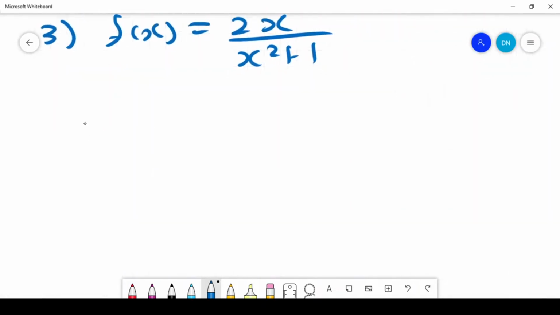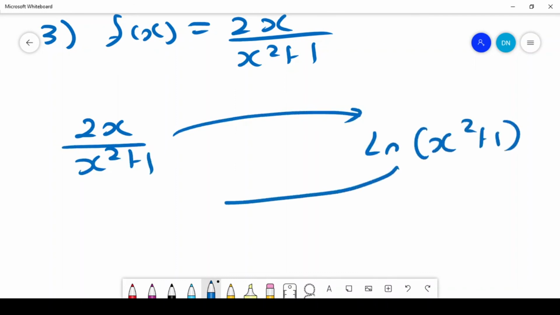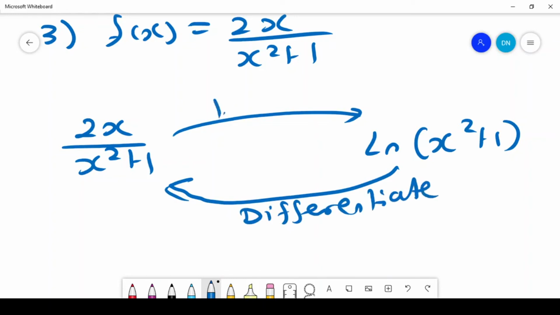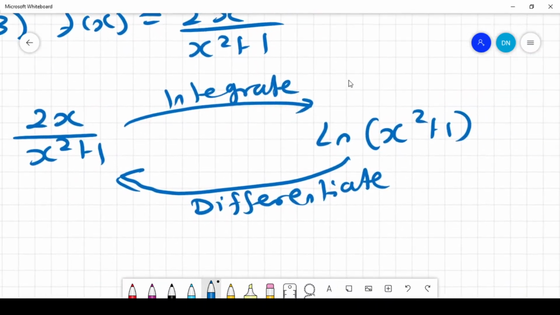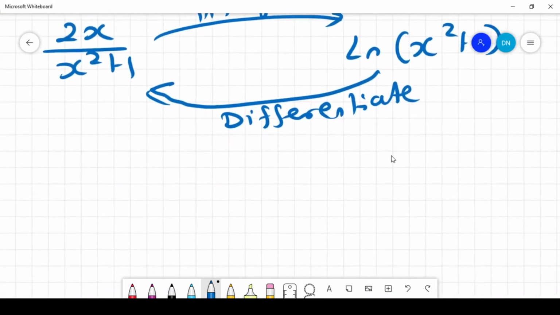It is 2x over x squared plus 1. When I integrate, I get this, and when I differentiate, I get that. So this is when you differentiate, and this is when you integrate. That's what we want to show: that when I differentiate, I get that, and when I integrate, what do I get? So that we can link the relationship.